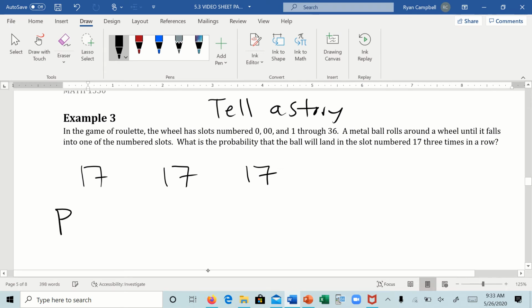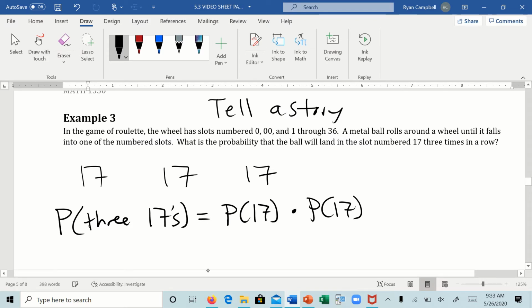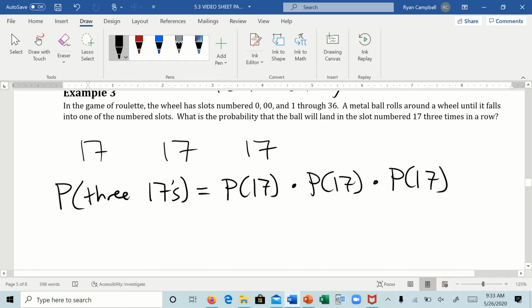So a way to think about this, if we have the probability of 3 17s, that means the first time we got a 17, and the second time we got a 17, and the third time we got a 17. So again, we're not looking at a group of threes. We're looking at a list of individual possibilities. We got a 17 one time, 17 2 times, 17 3 times.